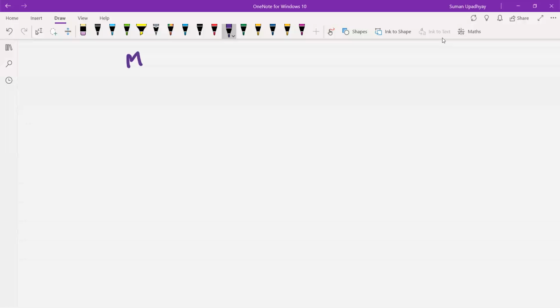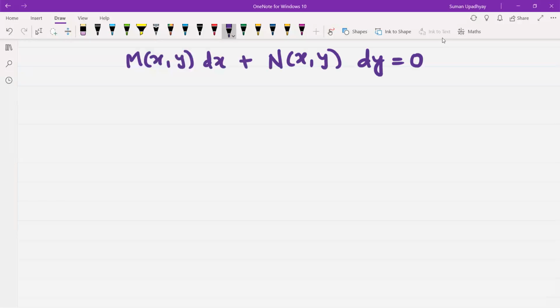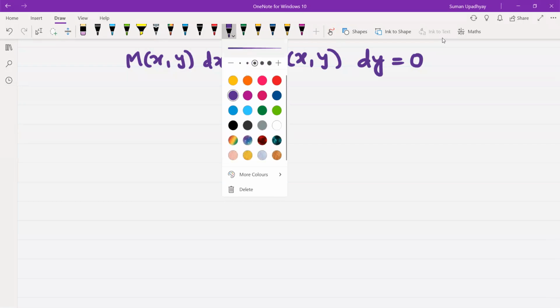Tell me how will you check that the given differential equation is exact? So you will be given a differential equation like this. Wait, let me write it first. So this is a differential equation, and you have to check whether this given differential equation is exact or not. So how will you check that?